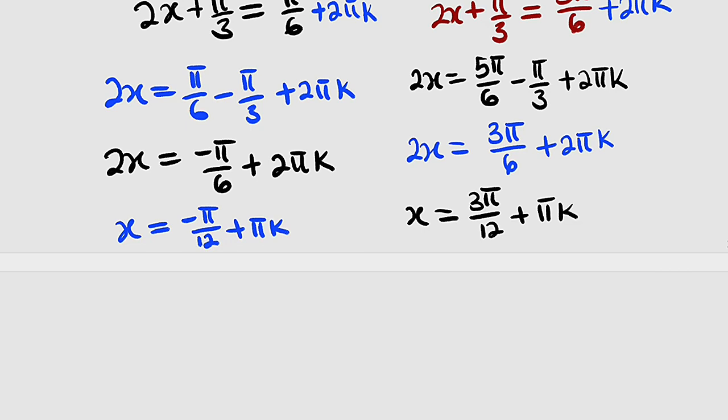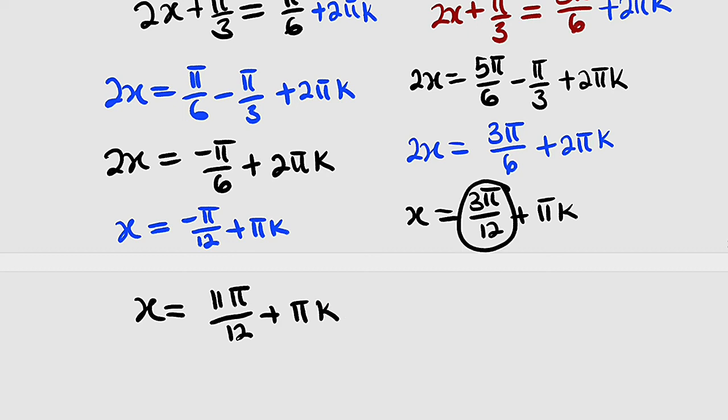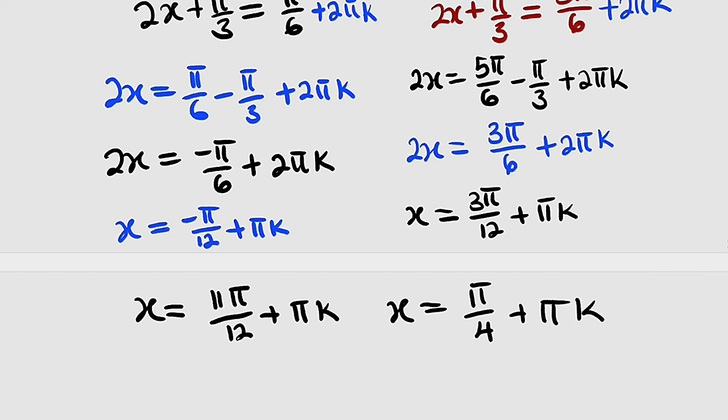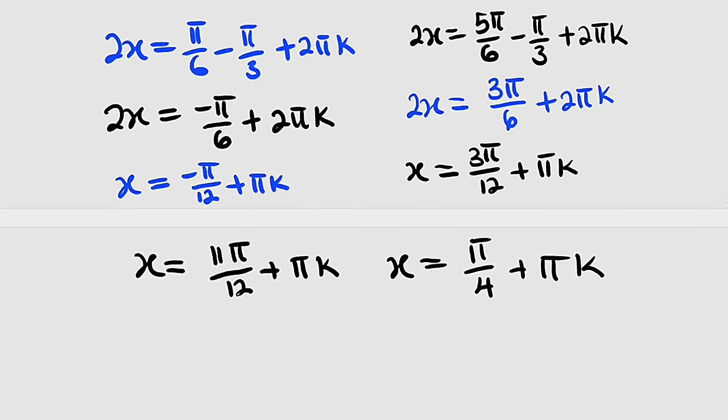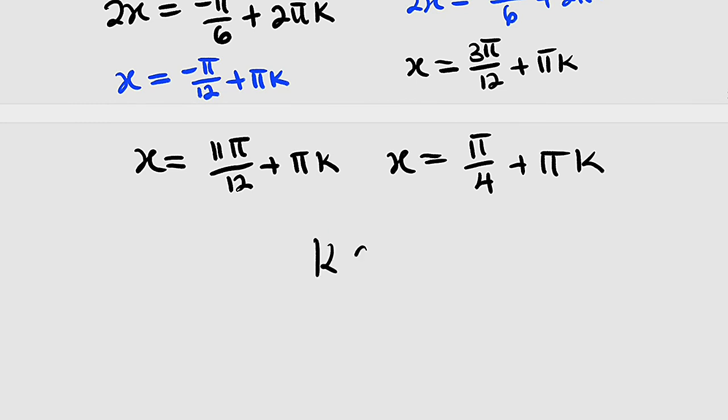But if you like, you can modernize it a little bit by taking the smallest positive angle right here by adding pi. If you do that, x will be equal to positive what? 11 pi/12 plus pi k. And here you can reduce this to the lowest term because 3 can go into 12 4 times. So x will be equal to pi/4 plus pi k. And these are the two solutions for this trigonometric equation for which k is an integer.